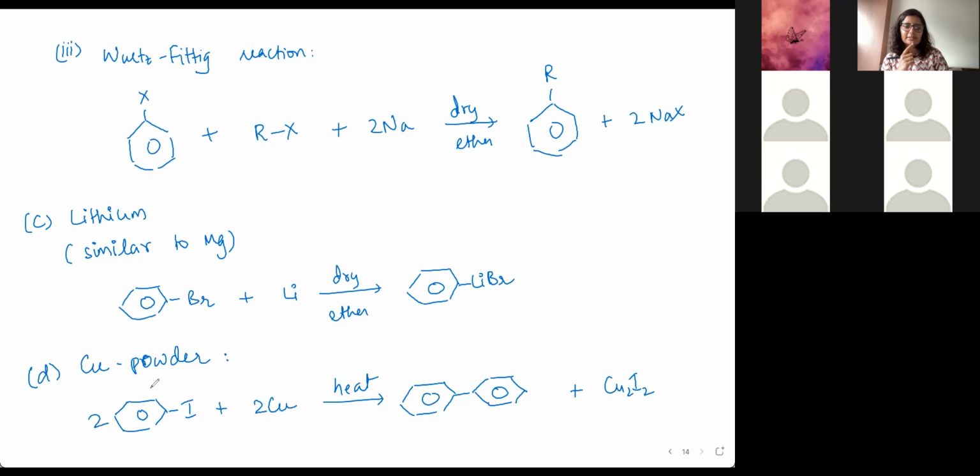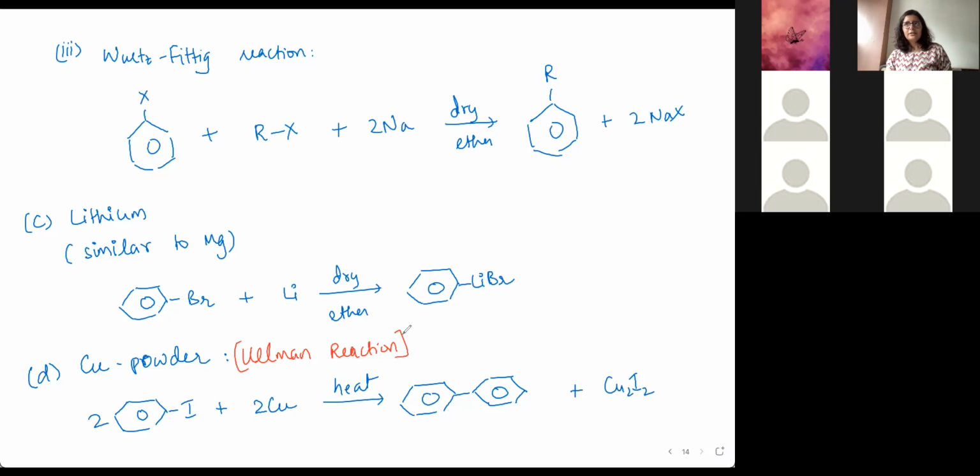So you end up getting this. Is the copper powder reaction Gattermann or something like that? No, Gattermann is different. That's when you're preparing a haloarene. So this is called Ullmann's reaction. Ullmann. So Gattermann reaction, yeah, good point.